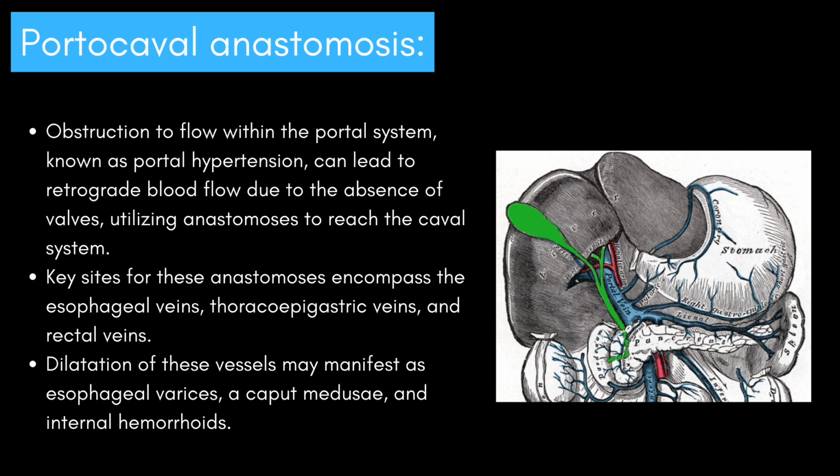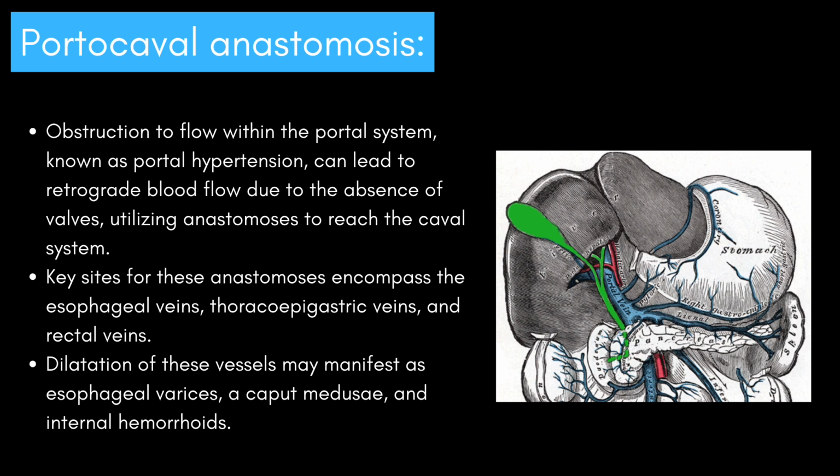Next topic, portocaval anastomosis. Obstruction to flow within the portal system, known as portal hypertension, can lead to retrograde blood flow due to the absence of valves, utilizing anastomoses to reach the caval system. Key sites for these anastomoses encompass the esophageal veins, thoracoepigastric veins, and rectal veins. Dilatation of these vessels may manifest as esophageal varices, a caput medusae, and internal hemorrhoids.